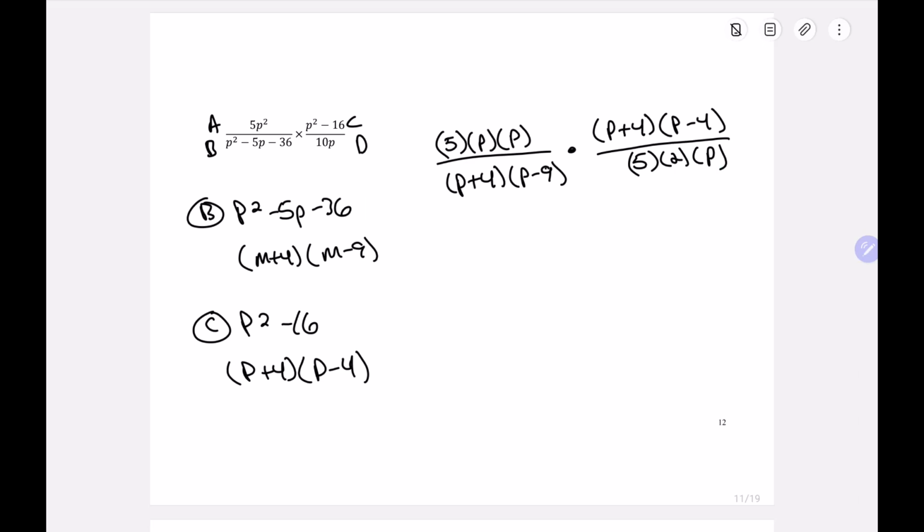If we go back and cancel what we have in common, we can see that the 5s in the top and the bottom can cancel, a p in the top and the bottom can cancel, and a p plus 4 in the top and the bottom can cancel. We're left with an answer of p minus 4 all over 2 times p minus 9 in parentheses.